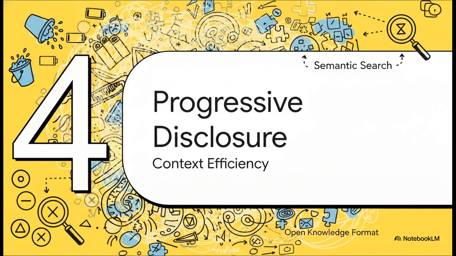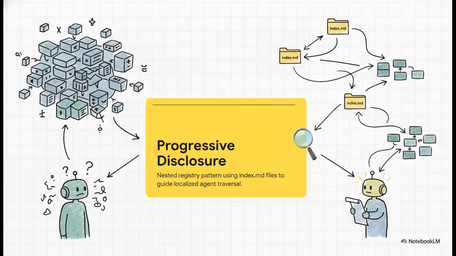Section 4. The progressive disclosure pattern. So how do we actually solve context window pollution and token exhaustion when we're doing semantic search? We use what's called the progressive disclosure pattern. Dumping a massive corporate wiki directly into a prompt is a disaster. It exhausts token capacity and causes wild model hallucinations.